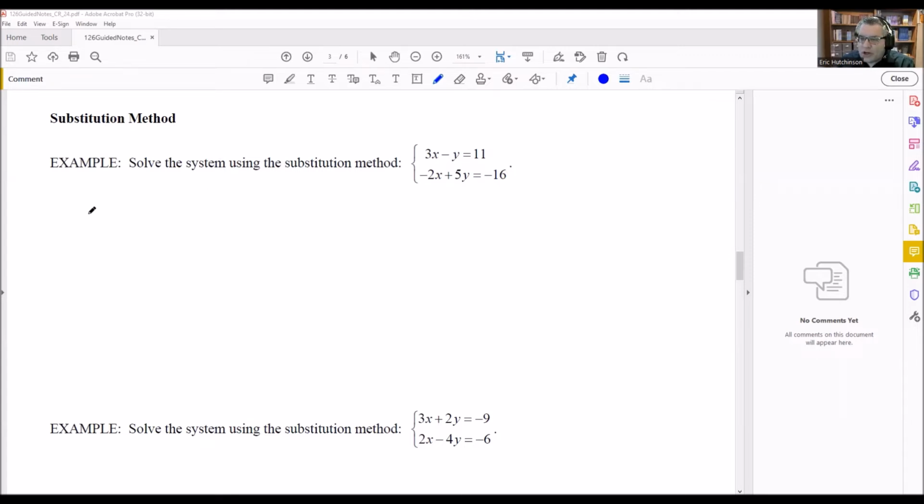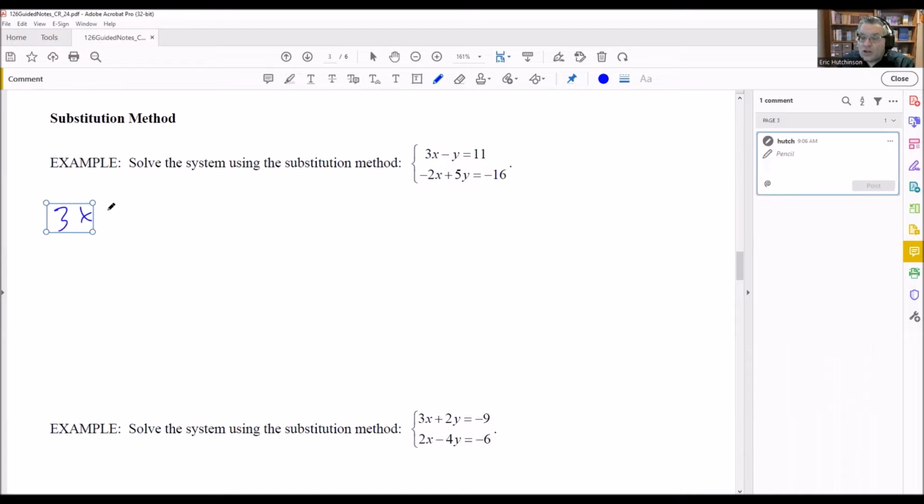So for this, it's probably easier to start with the equation where there's a variable that's isolated by itself. You could use any equation and solve for any one, but then you might run into some fractions. So this one right here, the first equation, is probably going to be the easiest one to solve for, because we have a y by itself. So I'm going to solve for y.